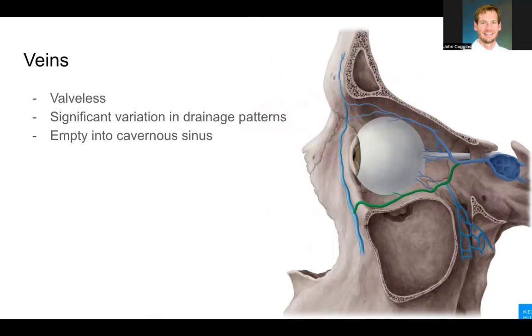The veins of the eye are valveless, which is significant in that infections have much higher risk of traveling deeper into the skull and the cavernous sinus. And the variation of the drainage patterns in the veins is much greater than that in the arteries. So the branch points are not as consistent.